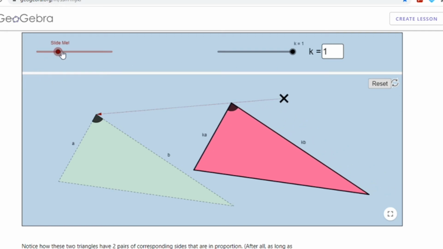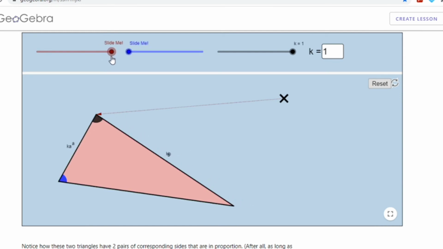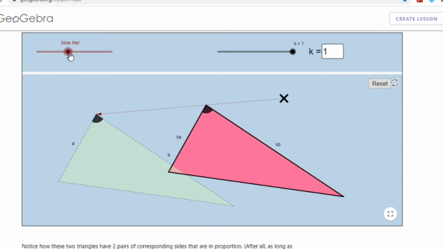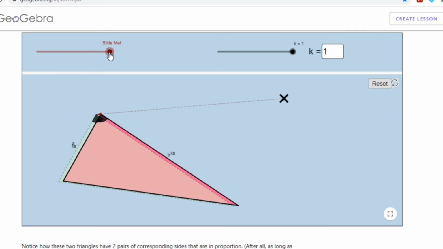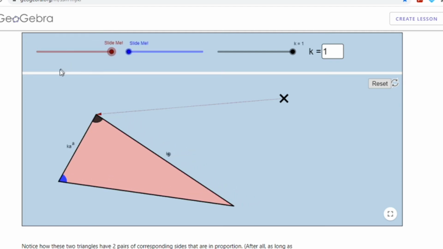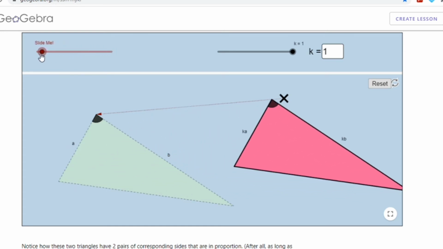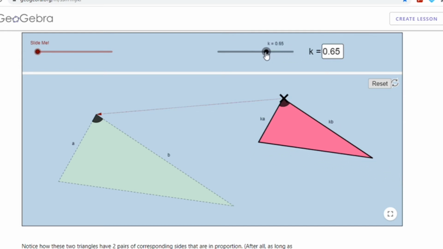If you slide it again, you can see that the pink triangle completely fits into the white triangle. That means it was similar to the white triangle, and now the scale factor is 1, and it has become congruent to the white triangle. If we change the scale factor again, you can see now it is similar, because it is the same in shape but not the same in size.